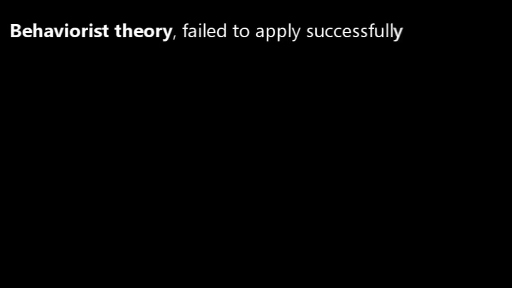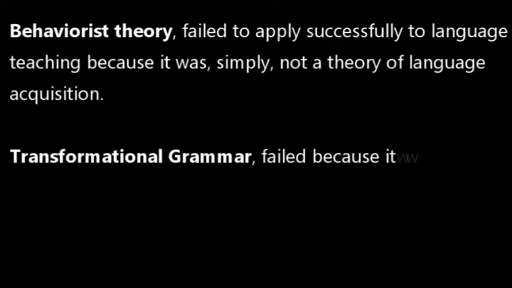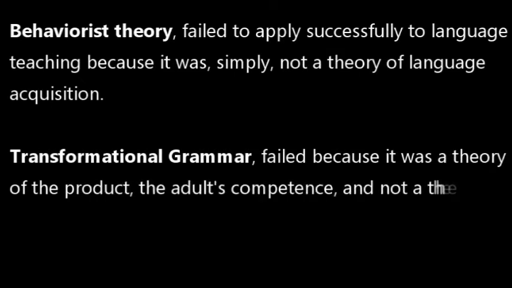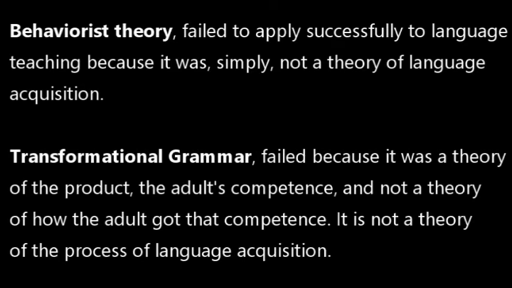These two theories then failed. The first, behaviorist theory, failed to apply successfully to language teaching because it was simply not a theory of language acquisition. The second, TG, failed because it was a theory of the product, the adult's competence, and not a theory of how the adult got that competence. It is not a theory of the process of language acquisition.